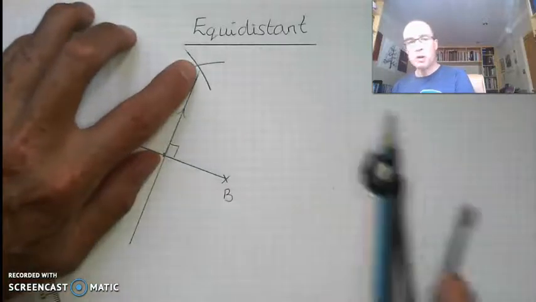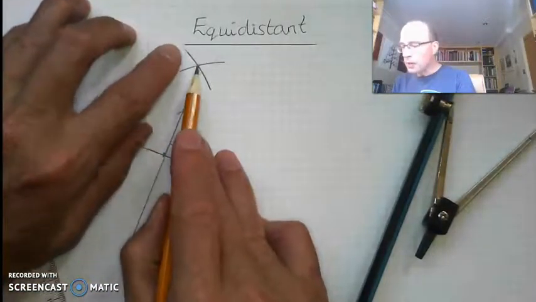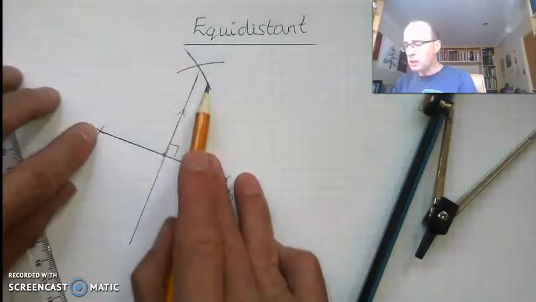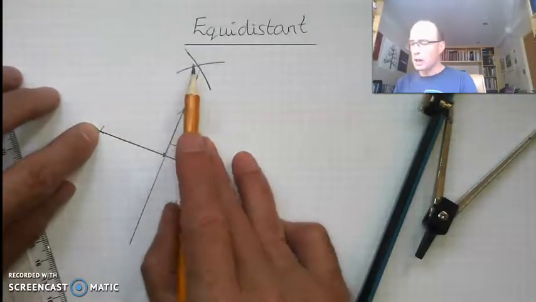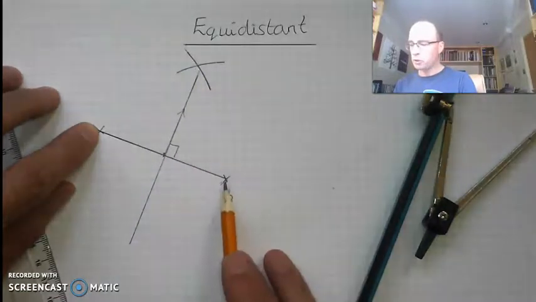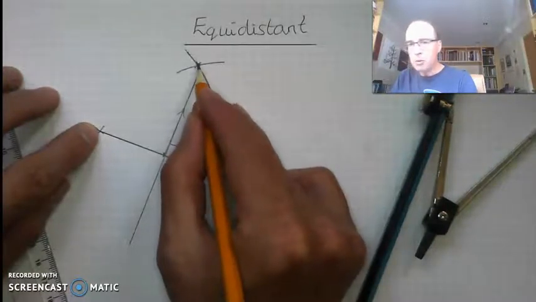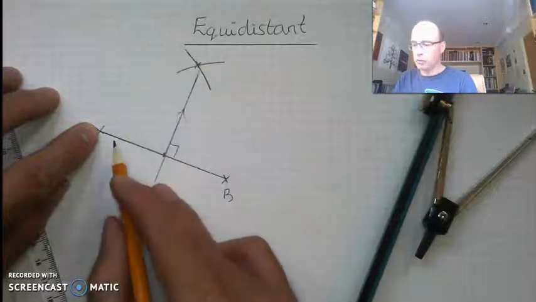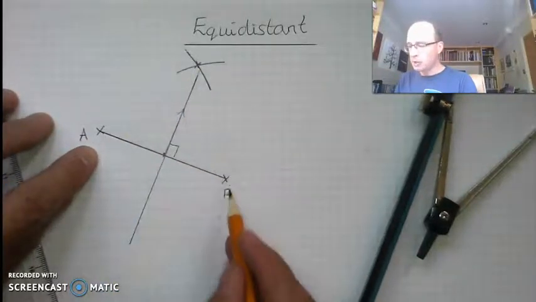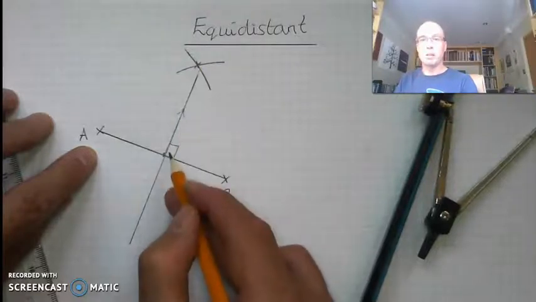the point where those 2 arcs cross here is on this arc, so it's 6 centimetres away from this point, and it's also on this arc, so it's also 6 centimetres away from this point here. So this point is equidistant. It's the same distance from A as it is from B. So this line here is on my perpendicular bisector.